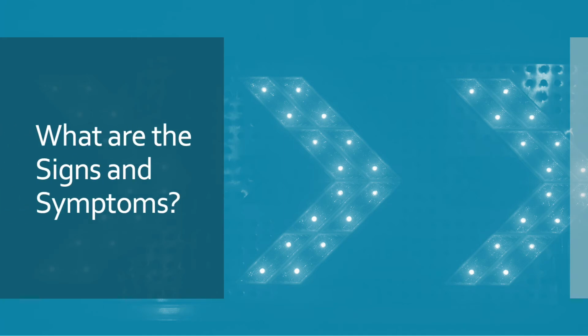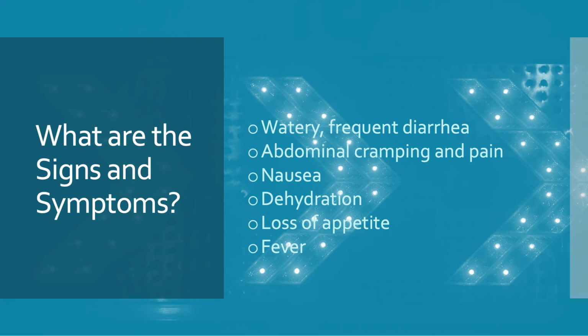What are the signs and symptoms? Watery and frequent diarrhea, abdominal cramping and pain, which can be severe, nausea, dehydration, loss of appetite, and fever. Normally in mild cases, you'll just have diarrhea for a couple days, but very frequently throughout the day, and a little mild abdominal cramping. Everything else is for severe infections.